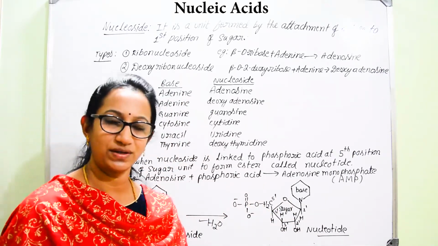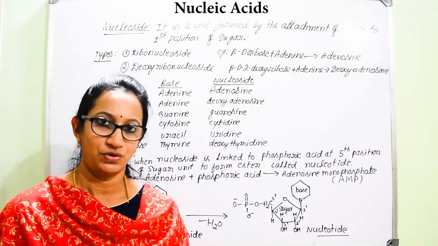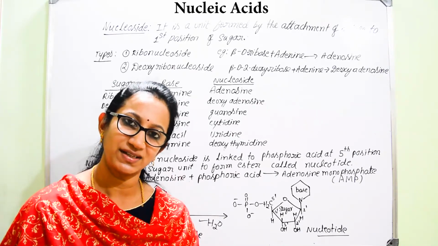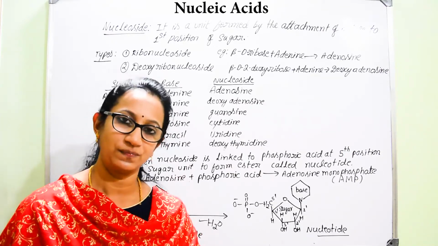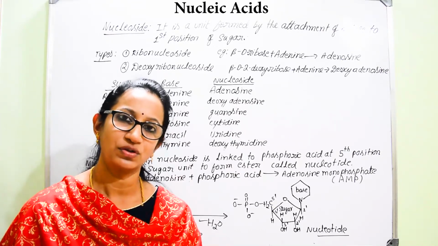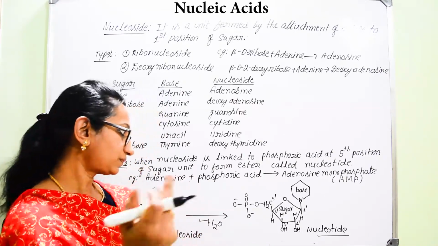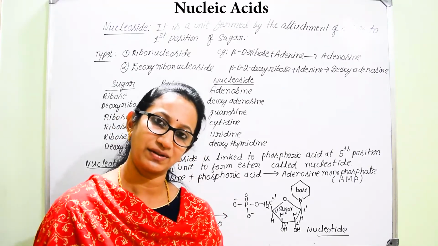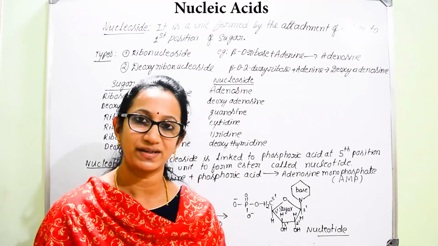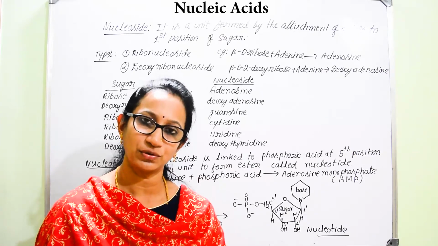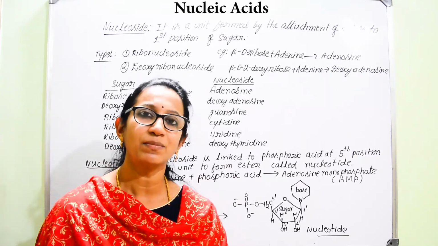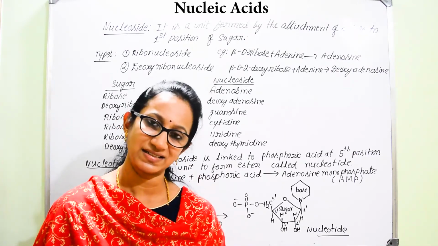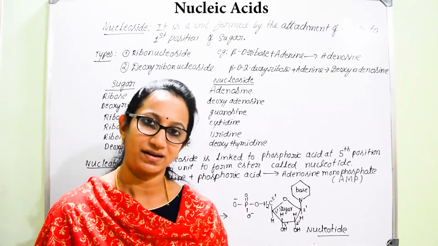That is how you get the combination of the sugar moiety with the base, and the sugar moiety at the 5th position gets attached to the phosphate group. Hence, it results in the formation of a nucleotide. So further, these nucleotides will combine with another nucleotide with the formation of phosphodiester bonds to form dinucleotides, trinucleotides and polynucleotides, which result in the formation of nucleic acids such as DNA and RNA.